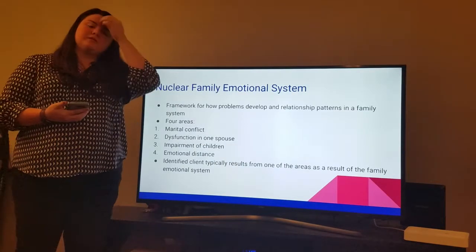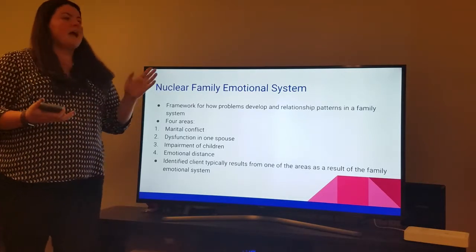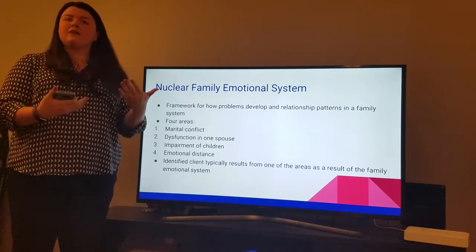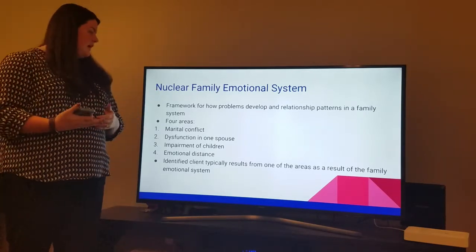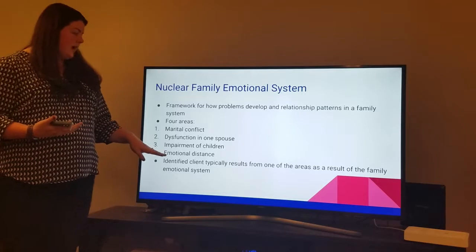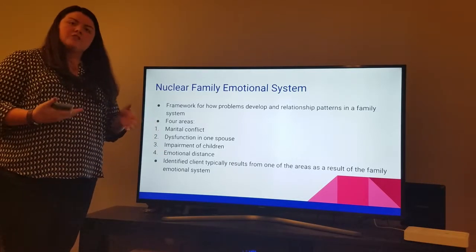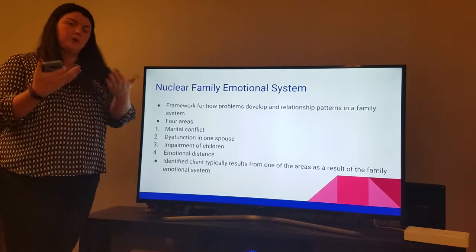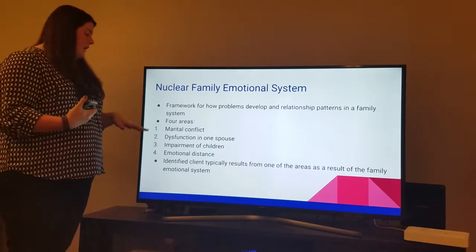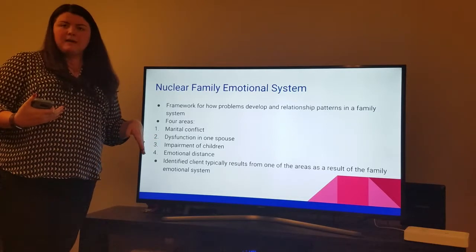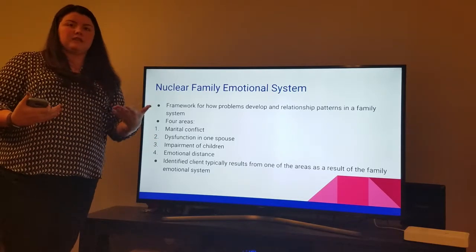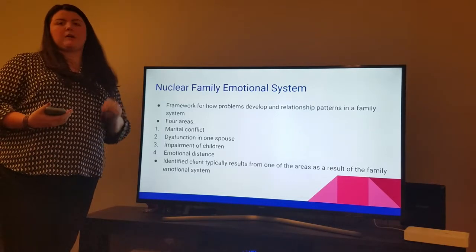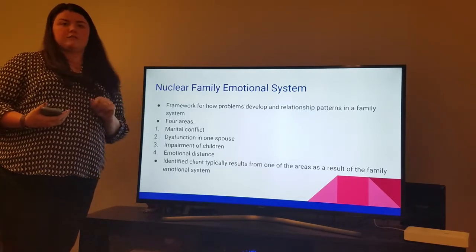The nuclear family emotional system is how patterns are developed in a family, both how they develop problems and how they handle problems. So there are 4 main areas. One is marital conflict. As soon as something happens, it becomes a husband-wife or partner-partner situation. The second one is dysfunction in one spouse, where one spouse may continuously spew their issues onto the other spouse. So you have the problem, it's all your fault, you need to fix this.